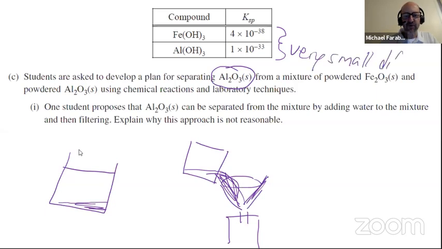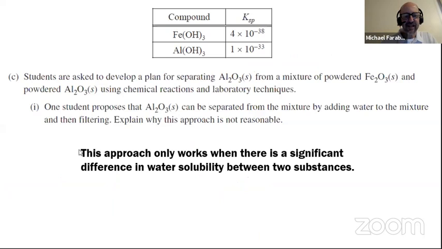If you're going to separate one compound from another, there needs to be a pretty significant difference in the KSP value. So the approach of separating one from the other based on solubility only works if there is a significant difference in water solubility between the two substances. And unfortunately, 10 to the negative 33 and 10 to the negative 38 as the magnitude of these KSP values, they're both very, very small. There's not a significant difference in the water solubility of those two compounds.